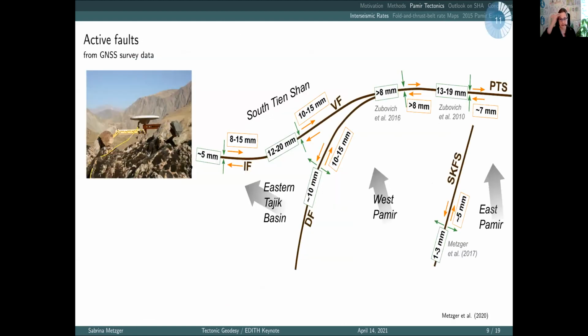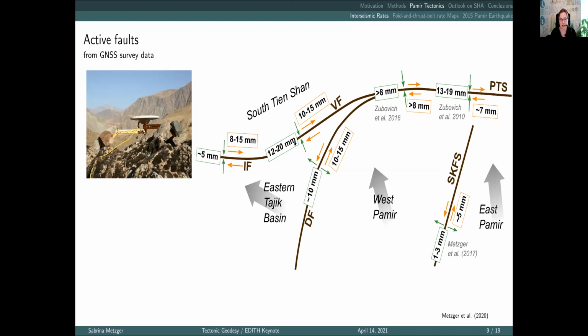So with the interseismic fault slip rates, I directly jump to the results. What you need to take home from this sketch is that all these faults show dextral transpressive or sinistral transtensive motion of 1 to 2 centimeters per year, which is really high for a continental setting, except maybe the Saras-Karkul fault, which is a little bit slower, showing sinistral transtensive motion.